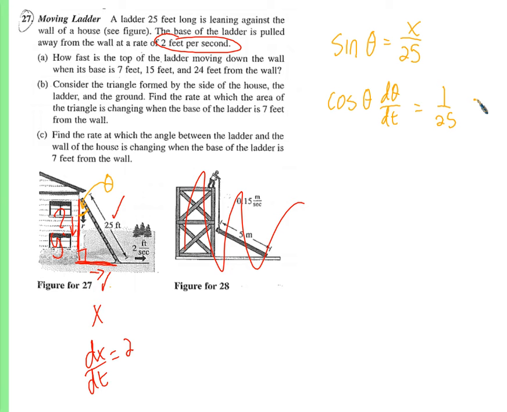Taking the derivative here on the right side, I would say this is 1/25 x, so just write it that way. 1/25 dx dt. You can use the quotient rule, of course, it'll come out with the same thing.